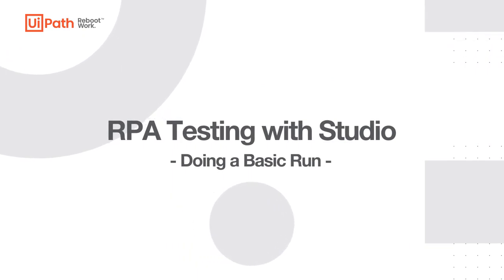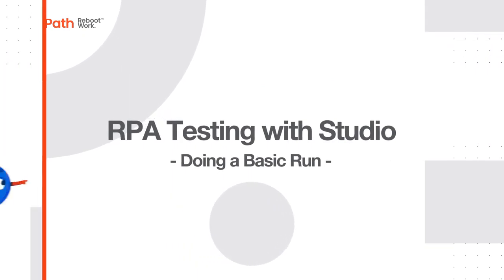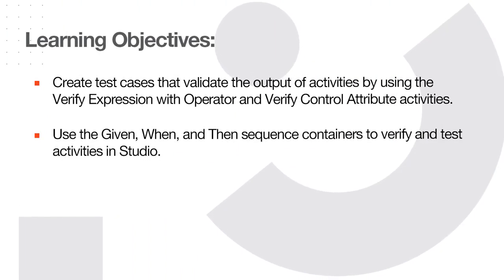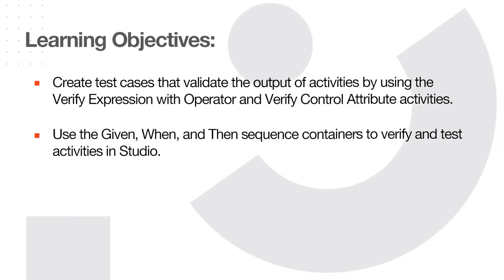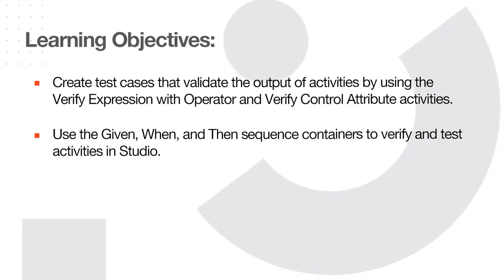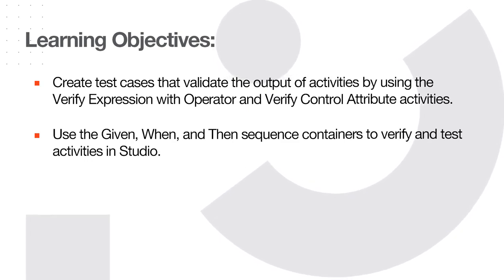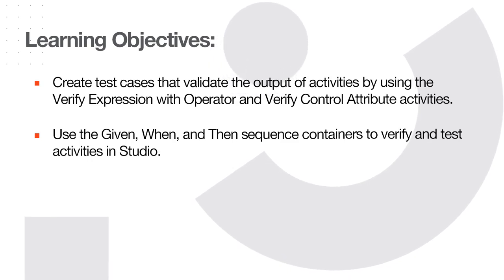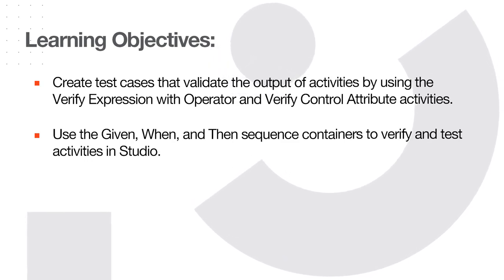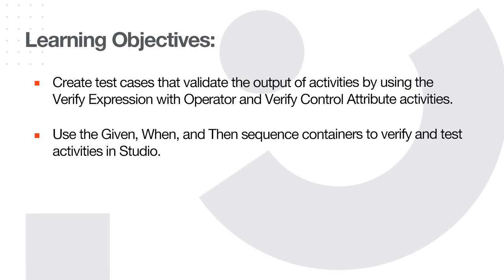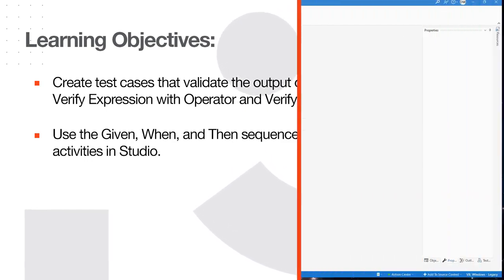Hello and welcome back to another video demo on RPA testing in Studio. By the end of this video, we'll know how to create test cases that validate the output of activities by using the verify expression with operator and verify control attribute activities, and use the given, when, and then sequence containers to verify the test activities in Studio.